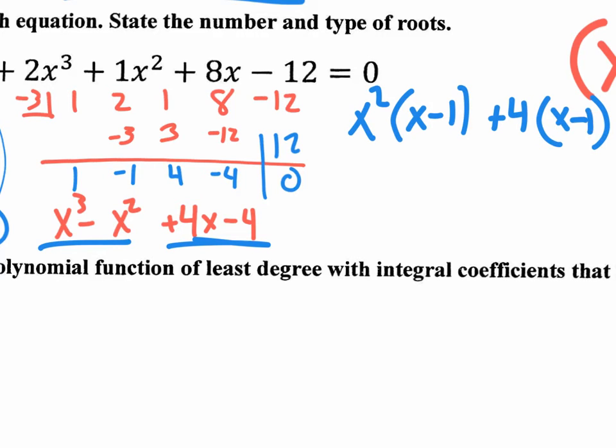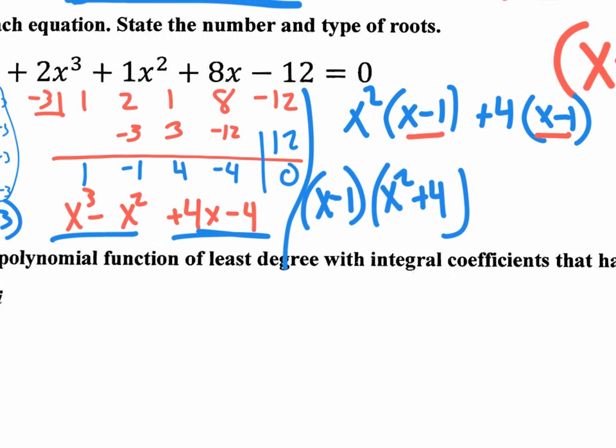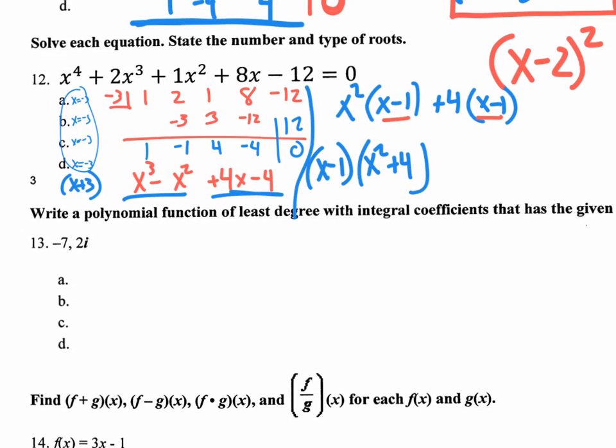X minus 1 also. And that's great because this binomial in the first group and that binomial in the second group is in common, which means you could pull out that common binomial of x minus 1. And what would be left over? An x squared plus 4. Okay? So let's understand that this polynomial up here, this quartic polynomial, you could rewrite it as x plus 3 times x minus 1 times x squared plus 4.